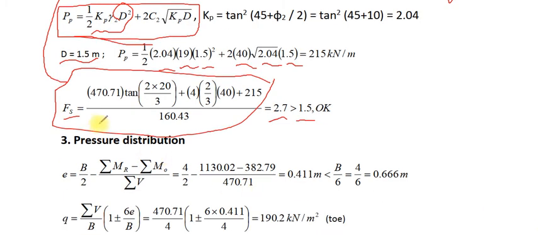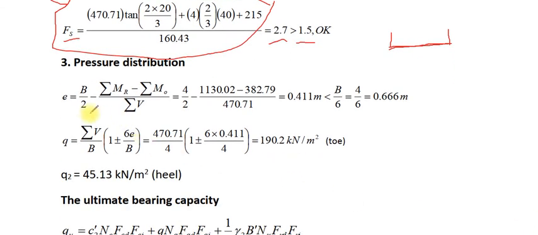In the third part, we have to check the bearing capacity. First, we compute the pressure distribution. The pressure distribution under the retaining wall can be calculated based on the following equation.